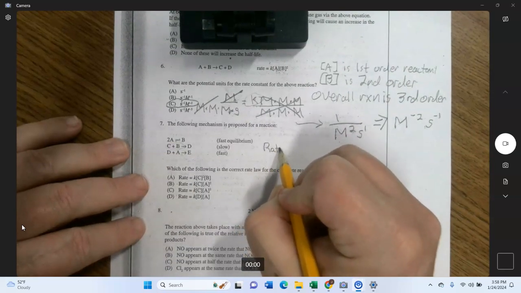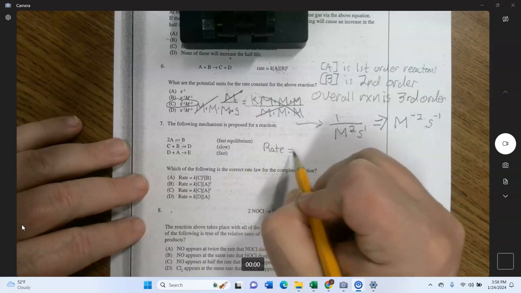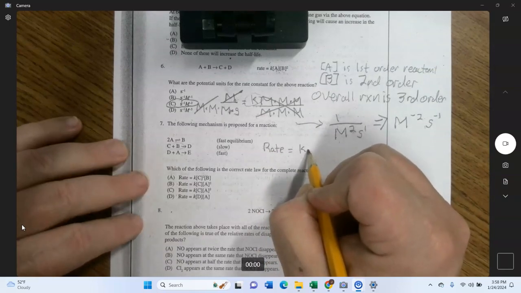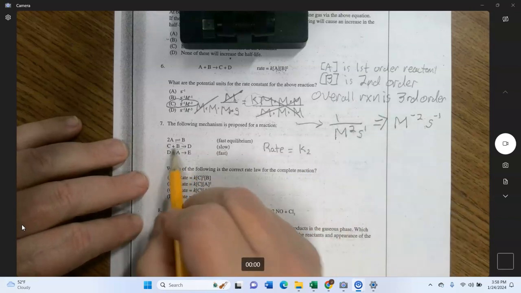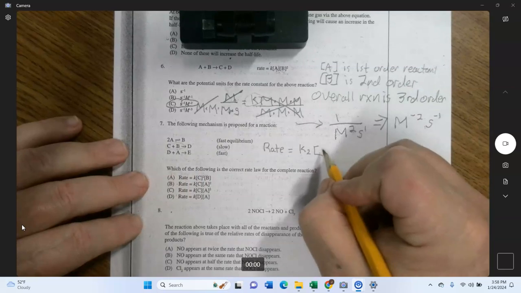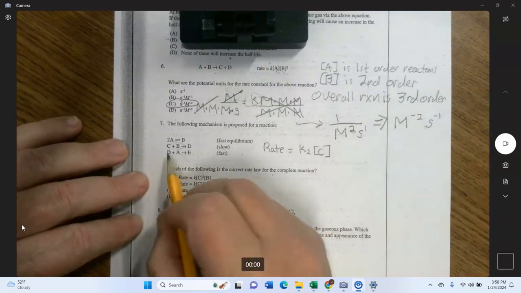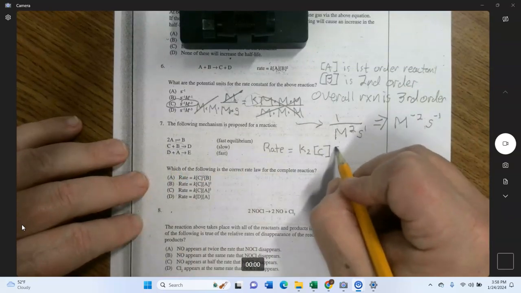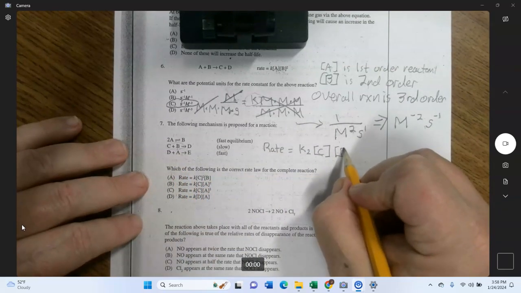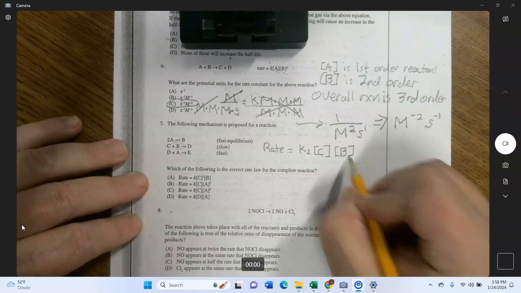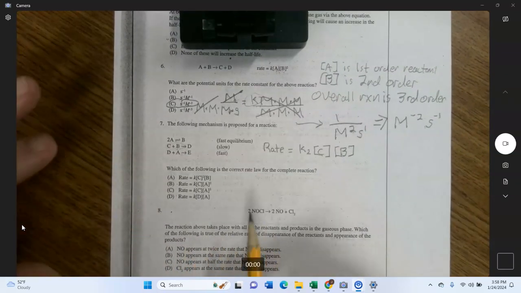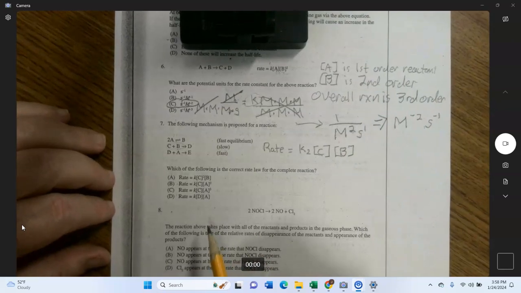So rate equals K, and I'll just call that step 2. This is the second step, times C, and it has no coefficient, so it's to the first power, and B, and it has no coefficient, so this is also to the first power. Okay, there you go. That's the rate law for the overall. But we have the same problem we had in the earlier problem.